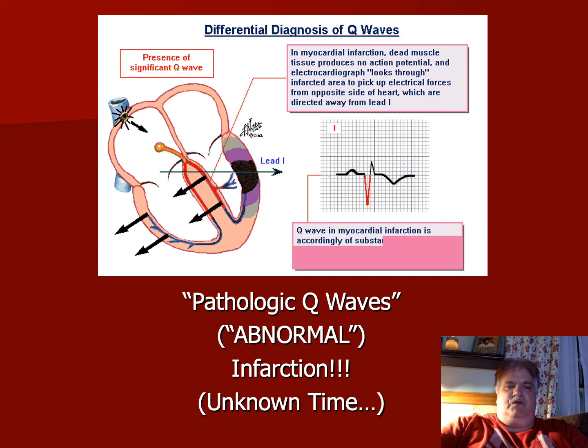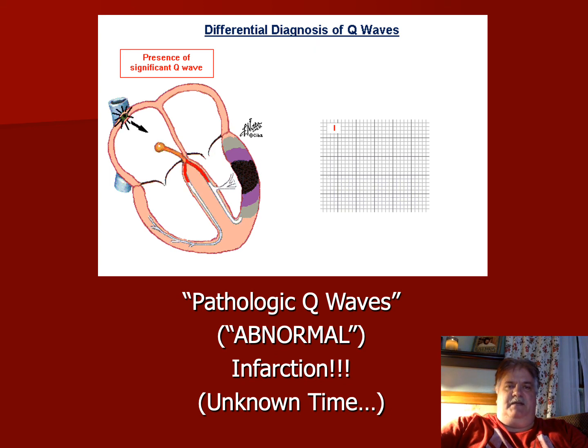So pathological Q waves mean cell death has occurred. They're abnormal, but the infarction is of an unknown time unless it's in the setting of ST segment elevation.